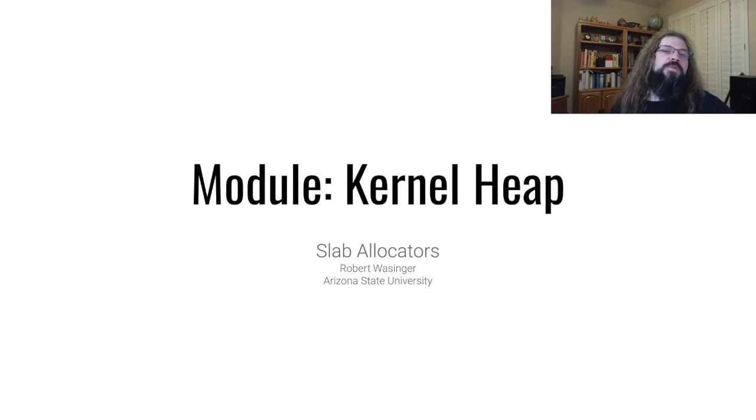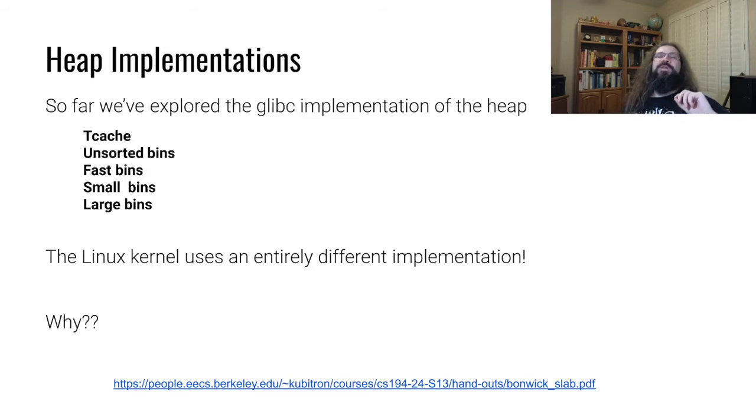Let's talk about kernel heap and how slab allocators work. Now, we've spent a lot of time talking about the heap in prior modules, right? But everything we've talked about has been specific to userland heap. And beyond that, it's been specific to glibc's implementation of a userland heap. Now, that is the common case for a lot of Linux systems, so it makes sense to talk about this.